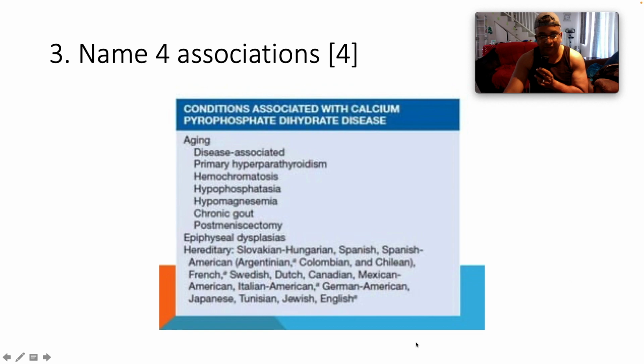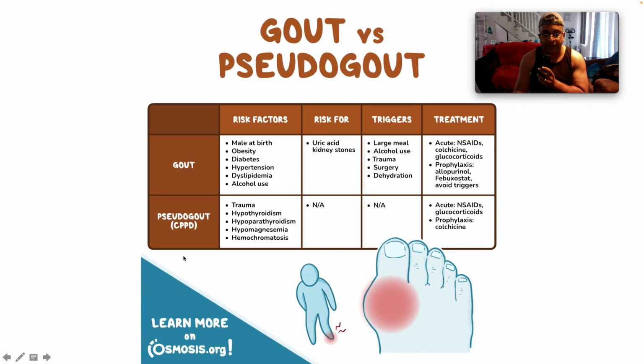Well, there's a whole host of these. Sorry, this doesn't really project very well, but there are a lot of associations with aging. And with aging, you can have associations with CPPD and disease-associated factors: primary hyperparathyroidism, hemochromatosis, which we spoke about in episode 4 of our OSCE series, hypophosphatasia, hypomagnesemia, chronic gout is associated with pseudogout, and post-meniscectomy. Epiphyseal dysplasia, a whole lot of hereditary issues as well.